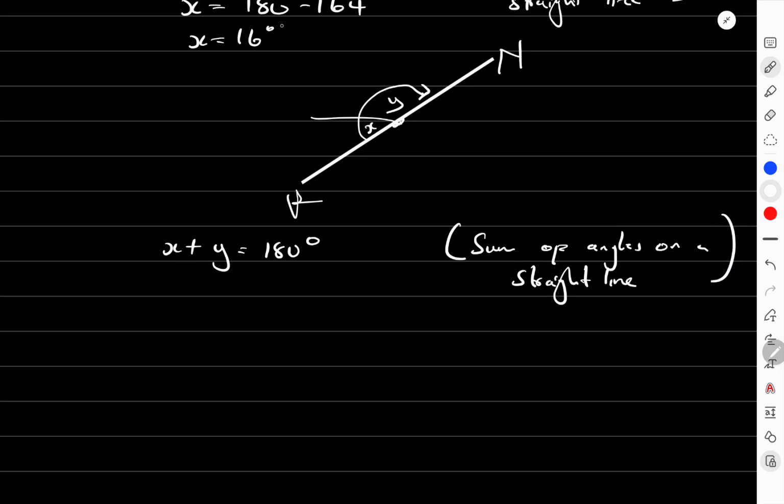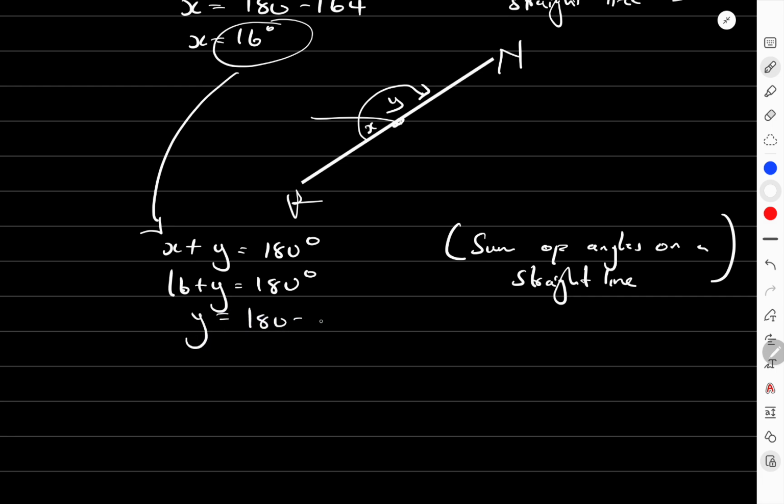Now, you remember substitution. Whenever I see the value of x, I have the right to substitute 16. Therefore, I'm going to have 16 plus y equals 180 degrees. Therefore, y is equal to 180 minus 16. I'm going to group my numbers together, minus 16 degrees. Therefore, y equals what is 180 minus 16? 164. The value of y is 164 degrees.